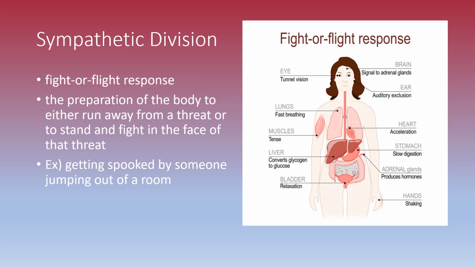The sympathetic fight or flight response is the preparation of the body to either run away from a threat or to stand and fight in the face of that threat, as discussed previously. The steps are as follows. There is a response to a stimulus, with the physiological response making that possible and hopefully successful. Getting spooked by someone jumping out of a room is an example of this.